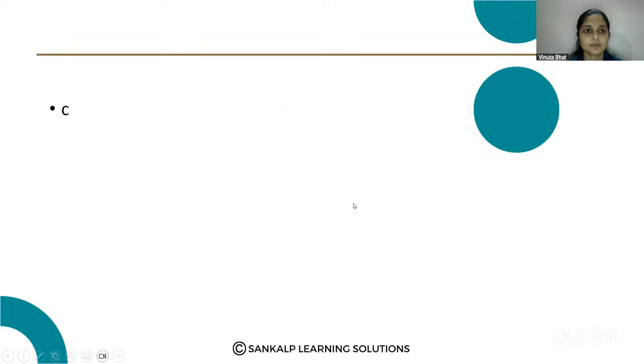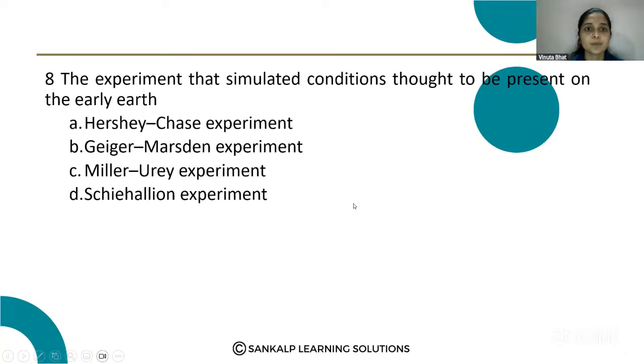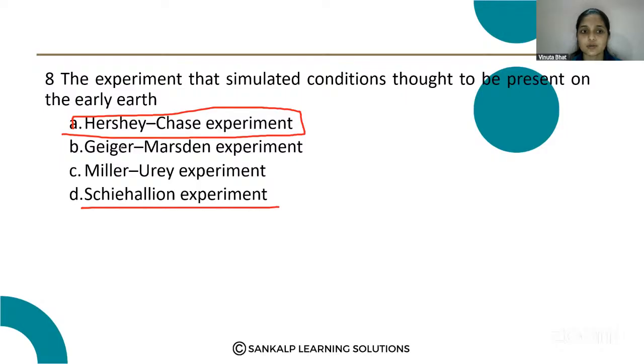Next question. The experiment that simulated the condition thought to be present on the early Earth: Hershey-Chase experiment, Geiger-Marsden experiment, Miller-Urey experiment, Meselson-Stahl experiment. The Hershey-Chase experiment is related to the genetic material, so that is not related to the evolution, and this is also not related to the evolution. So here option C, Miller-Urey experiment.